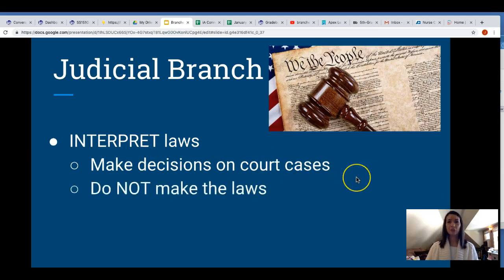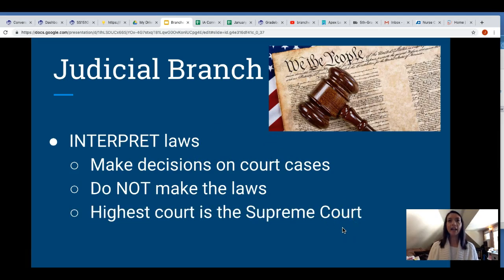Now I want to reiterate this over and over again. The judicial branch, they do not make the laws. That is the job of the legislative branch, okay? The judicial branch interprets the law.